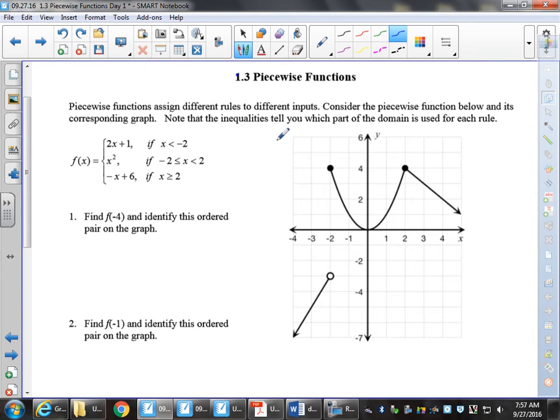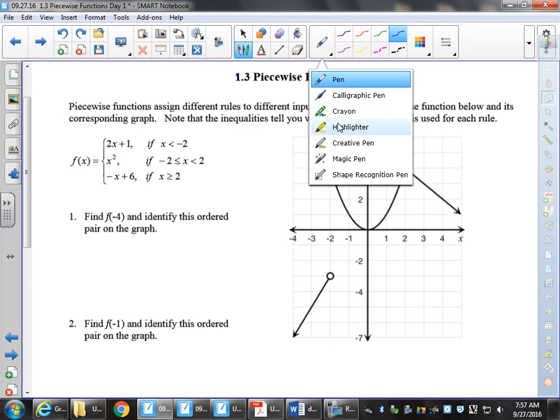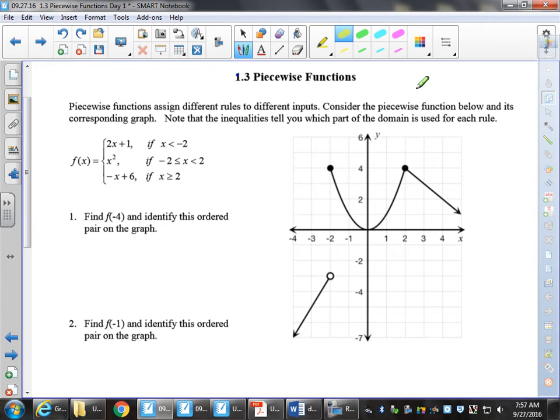Good. So consider the piecewise function below and its corresponding graph. Note that the inequalities tell you which part, this is key. From now on, the highlighters will be on that cart when you first come in, so if you don't have your own, you can always pick one up. This is the key. The inequalities tell you which part of the domain is used for each rule.